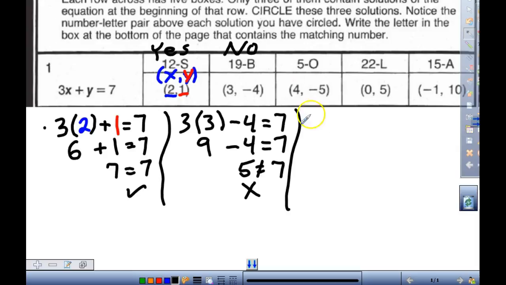So just go through on that separate paper I gave you and do this for each one of them. Just write out thoroughly all the work to prove if it's a solution or not.